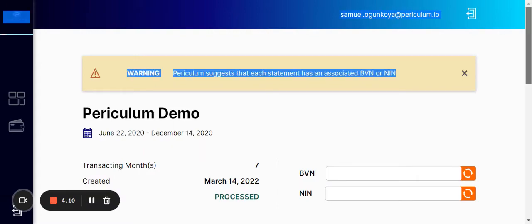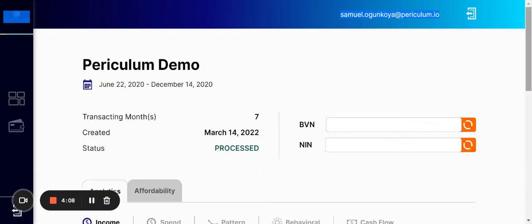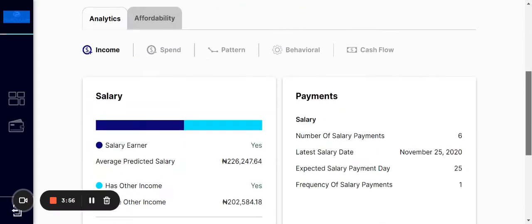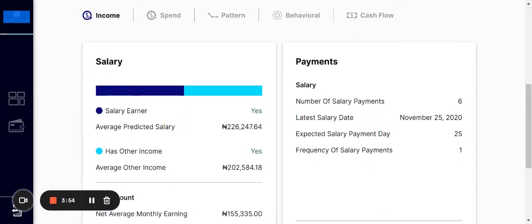It shows you the total transacting month. This is a bank statement that occurred between June 2022 and December 2020, and that's a 7 month transacting period. It also shows the different buckets: the income, spend, pattern, behavior, and cash flow.